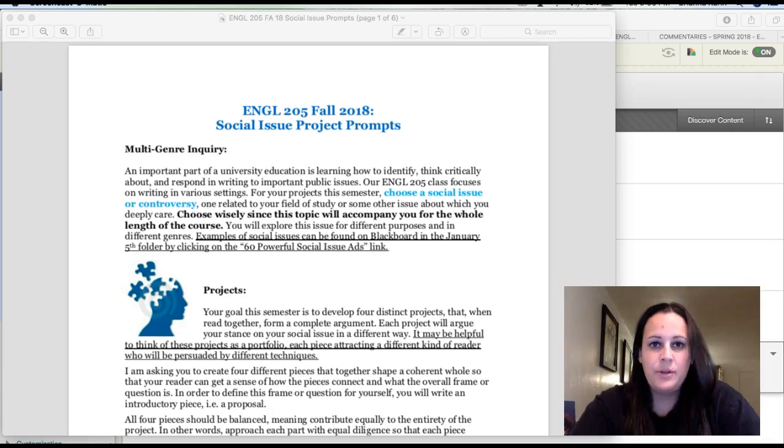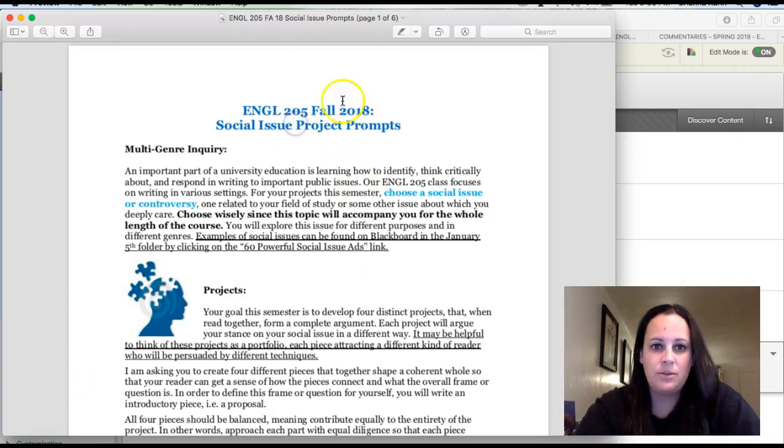What you're going to do is choose a social issue of your choice. It could be anything you want. And you are going to write about that social issue in a bunch of different ways. But all of the projects in our social issue unit will be on that same topic that you choose. This document takes you through all the prompts that you're going to need for the first 2/3 of our course. So stick with me through the whole video.